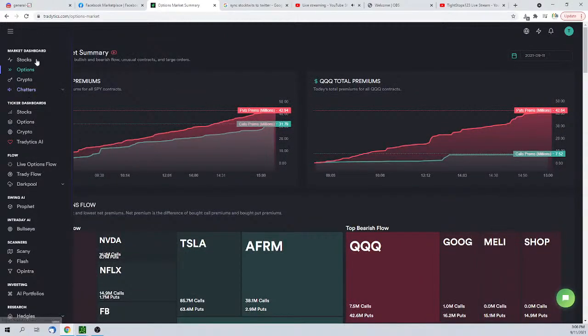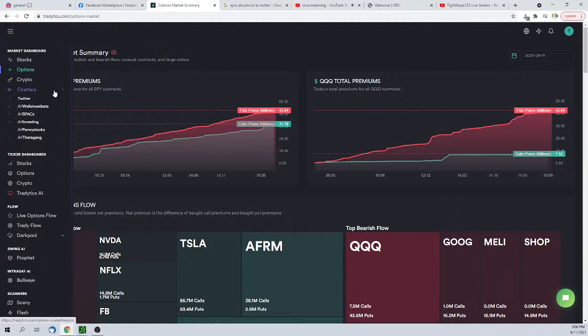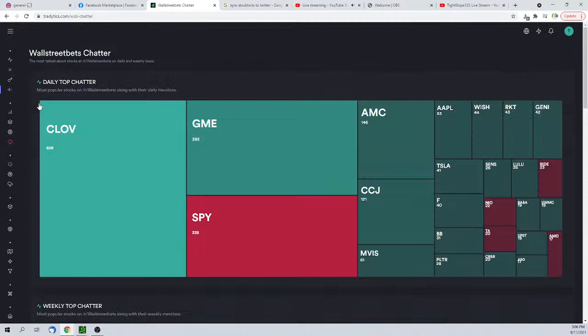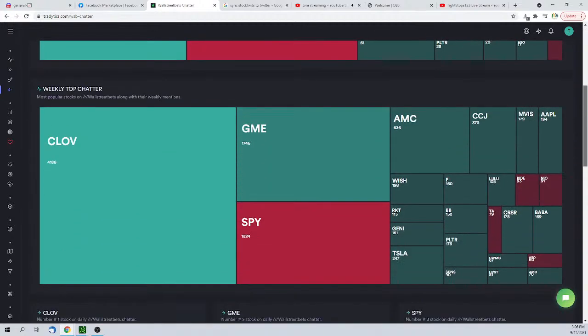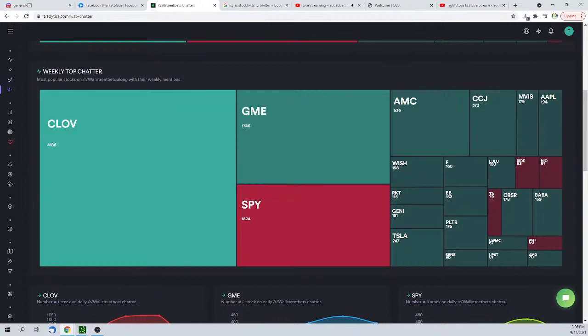So that is the stocks, the options, crypto. I'm not a crypto guy. I'm not going to talk about crypto today. Chatters, this is kind of cool. The only problem with this is it's a little delayed, so it's not up to the minute. On Wall Street Bets chatter, Clove was Friday's most mentioned, GME second, SPY was third. And then this is the weekly chatter for the whole week.